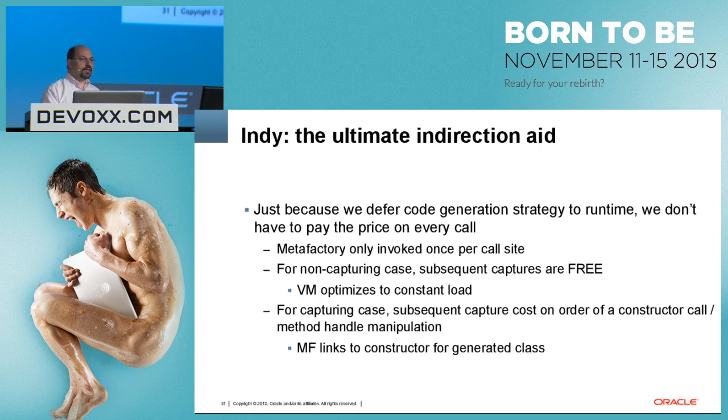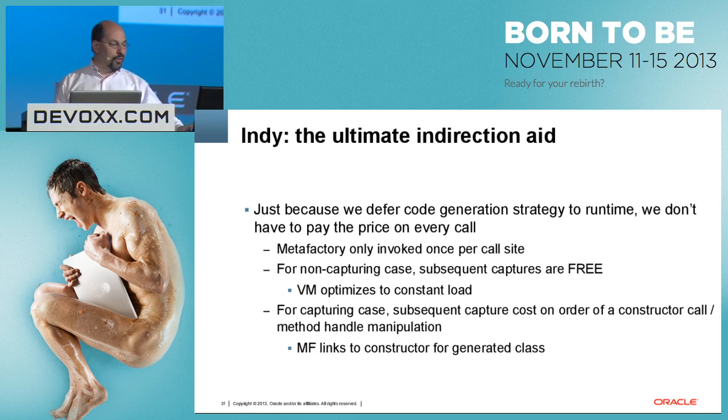We used Invoke Dynamic for lazy initialization. We used it for caching. We use it for indirection. So we can defer the code generation strategy to runtime, but that doesn't mean we have to pay for code generation every time we invoke a Lambda.